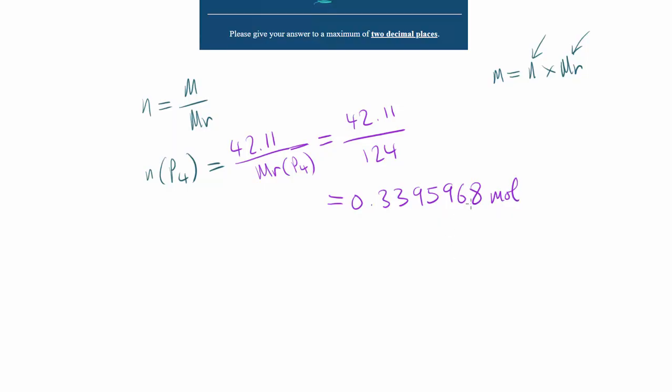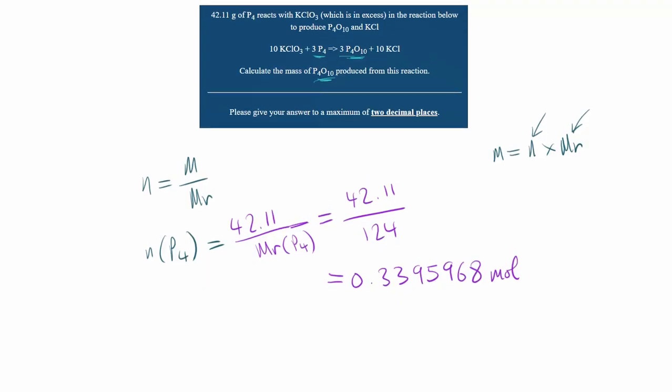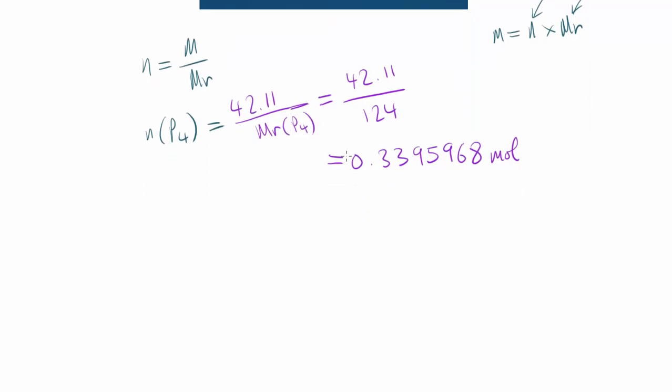Okay, so we've got a value of moles now for P4. We need to refer back to the equation to understand the significance of this in relation to our goal of working out the mass of the phosphorus pentoxide. Well, let's compare the molar ratios. I'll just set this up below, but then we're going to look at the equation again.